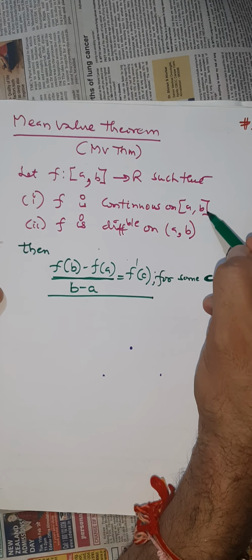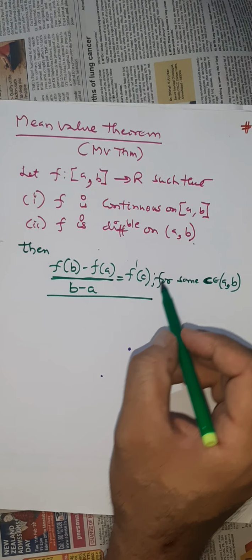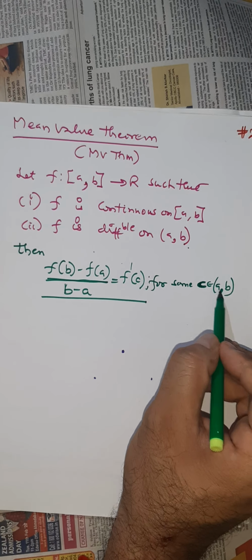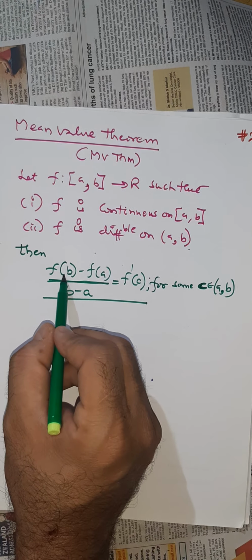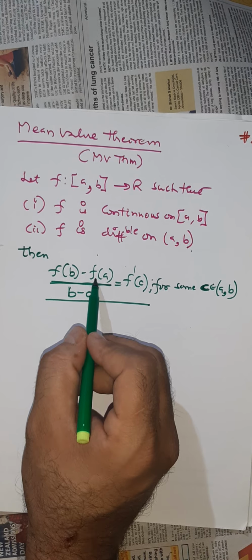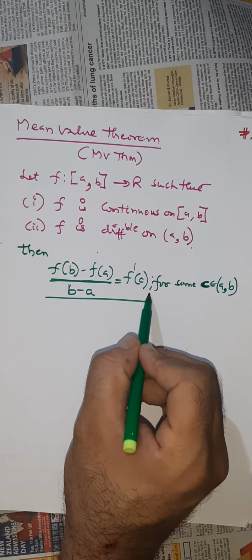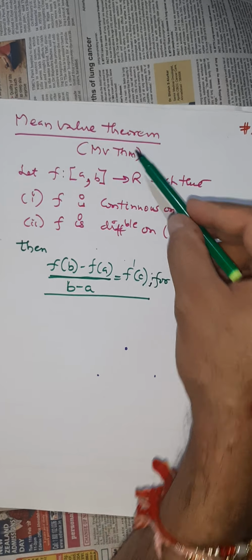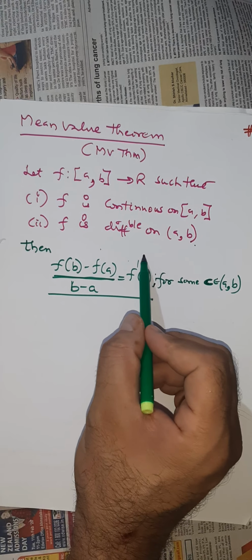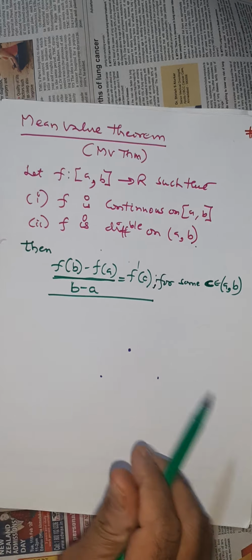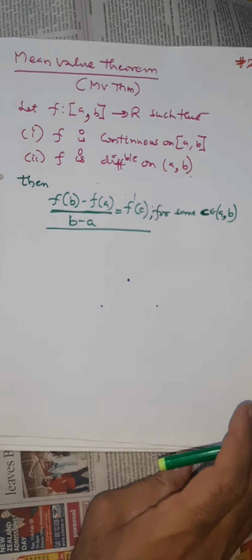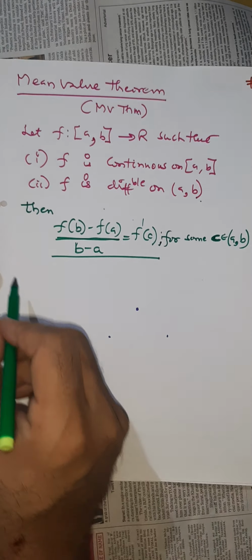The function must be continuous and differentiable. Then you can find one c from open interval a b such that f of b minus f of a upon b minus a equals f dash c. This is always true in case of the mean value theorem. Remember, in case of Rolle's theorem, f dash c was 0. Now what is the meaning of this? Let me write the meaning of this.